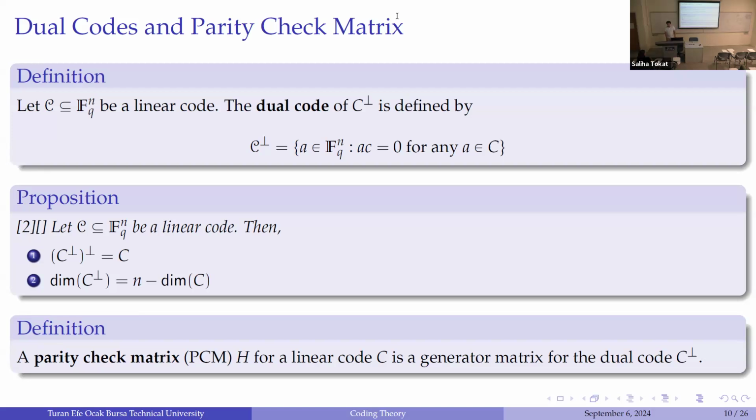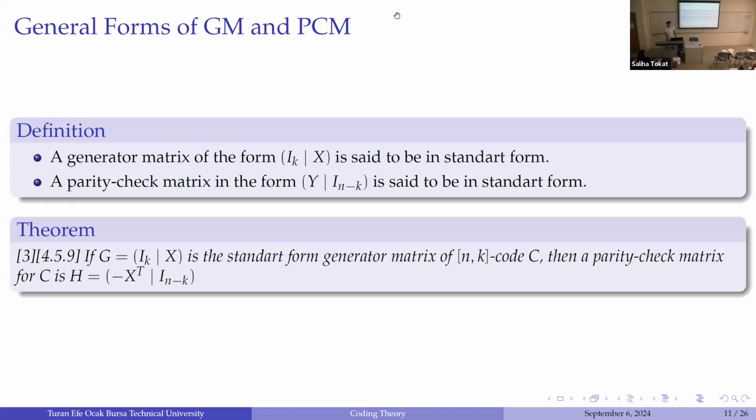A parity-check matrix of a linear code is the generator matrix of its dual code. Here's the standard form of the generator matrix, and here's the standard form of the parity-check matrix, as you saw. We have a theorem here, and we want to find the parity-check matrix. If G is the standard form of the generator matrix, then the parity-check matrix is minus X transpose, followed by the identity matrix I_k.